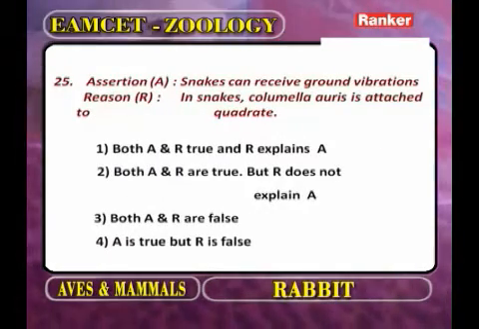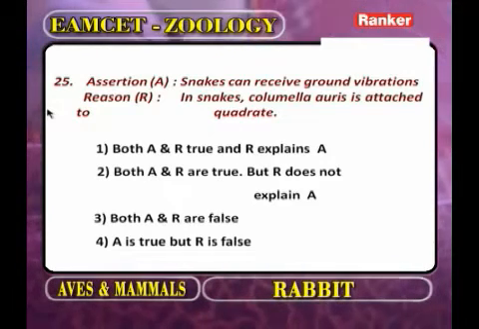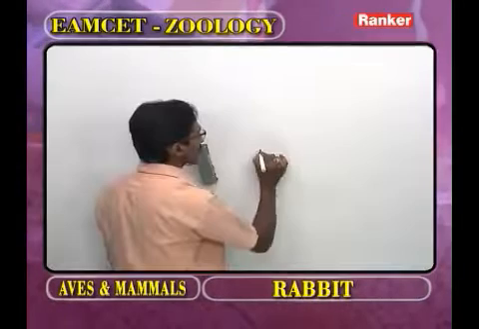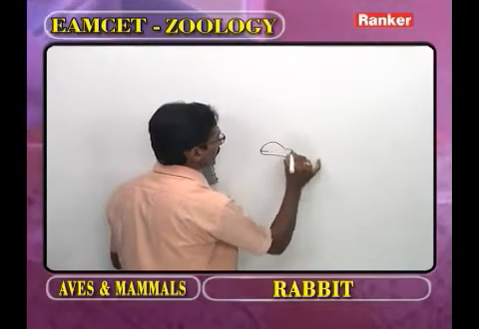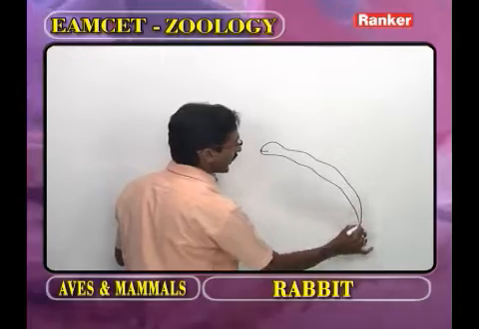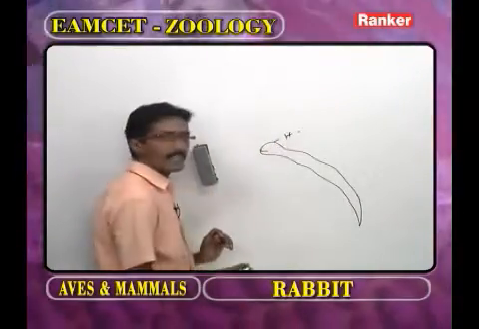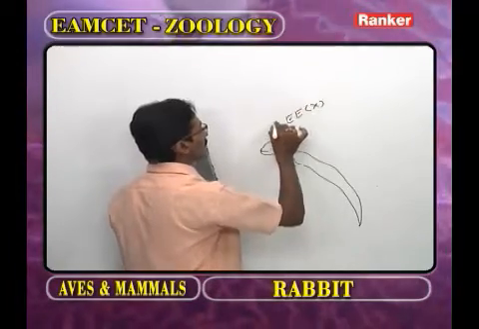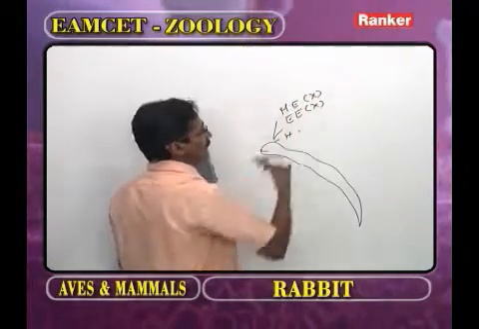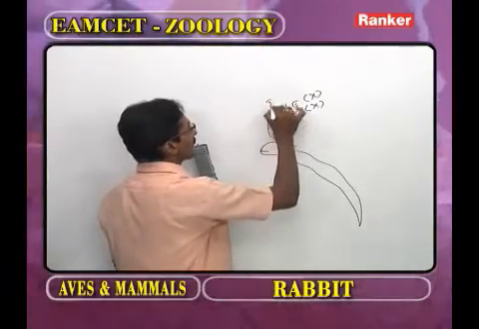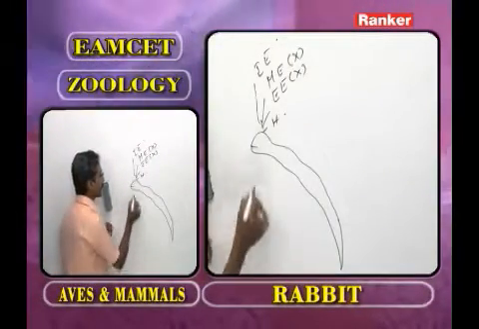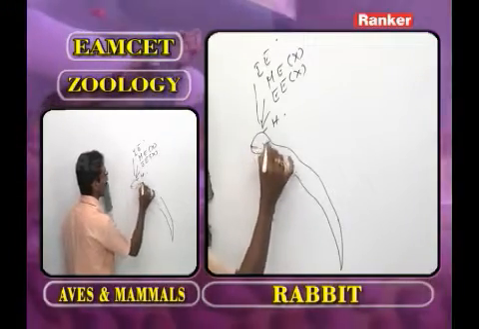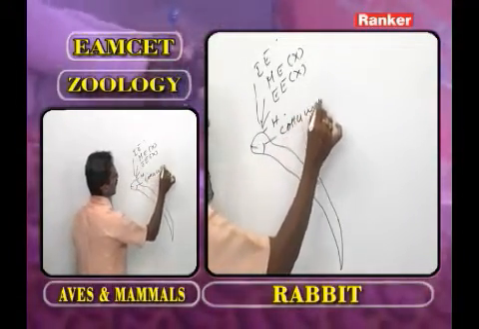Assertion: snakes can receive the ground vibrations. Now as we observe the body of the snake, this part we call the head region. In the snake body, there is no external ear, there is no middle ear. Only what type of ear is present? The internal ear. Now in the internal ear, one bone is present, that is called the columella auris.